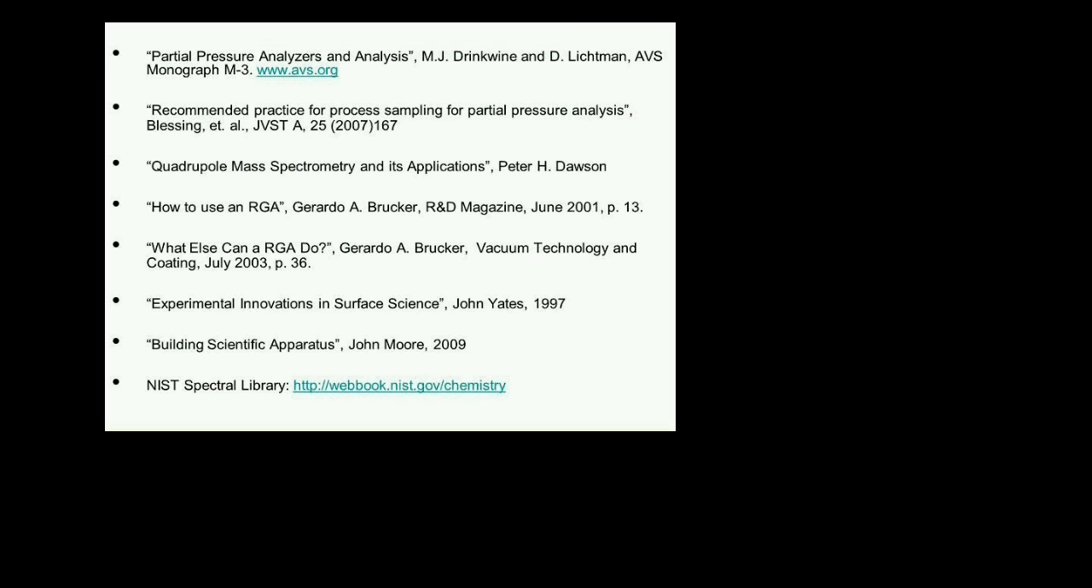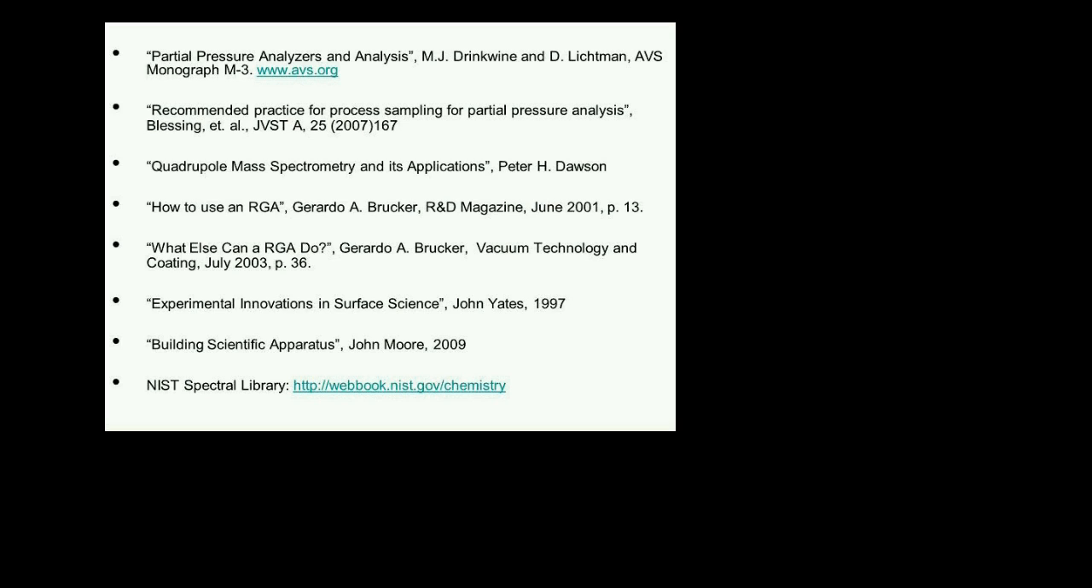These are a few of the books that I really like. The first one is a monograph that is published by the American Vacuum Society called Partial Pressure Analyzers and Analysis by Drinkwine and Lichtman, and I highly recommend this book. It has a lot of examples of sample spectra. I have multiple copies of this book around the place where I work, and everybody uses them constantly for reference.